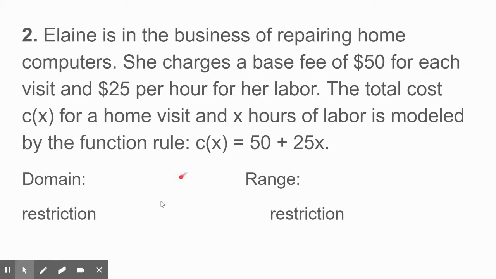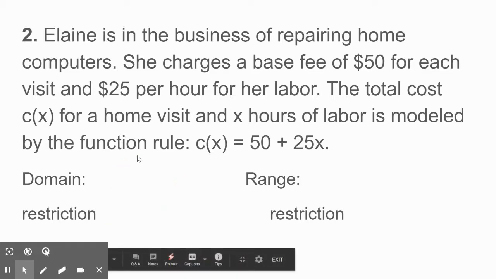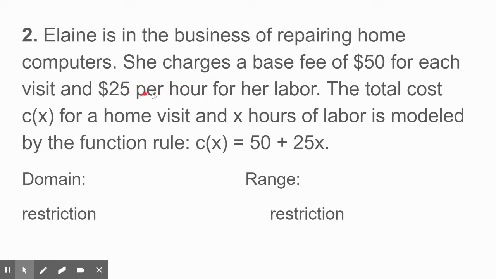Now, right off the bat, we can see that she charges $25 per hour. So that's a clue for me right there, that the number of hours is independent. She's charging $25 per hour. It seems like she's going to be able to control the number of hours that she puts in on her labor. And every time she works an hour, it'll be $25.